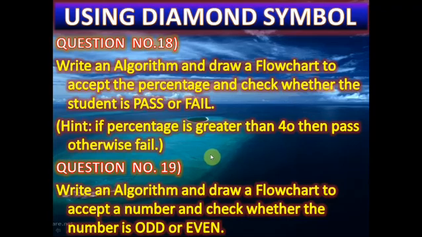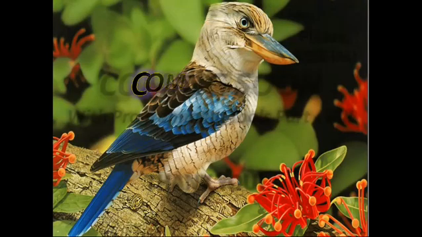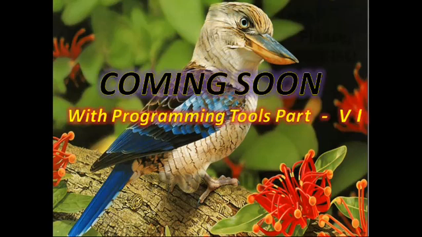Next day, I will tell you some more examples related to the diamond symbol. Some are complex. These are very simple problems related to the decision making box, the decision making symbol. Tomorrow, next day, I will tell you how to use the diamond symbol with complex examples.